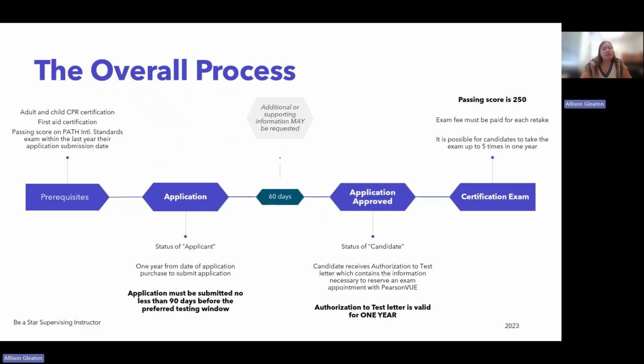So for our prerequisites, we have the adult and child CPR certification and first aid certification, of course, so they can prepare and be able to respond in the instance of emergencies. And then we also require a passing score on the PATH International Standards exam. And that's, of course, to make sure that they are aware of the PATH International Standards, how they are written, how to interpret them, and how to apply those standards. The standards exam score is valid for 1 year.